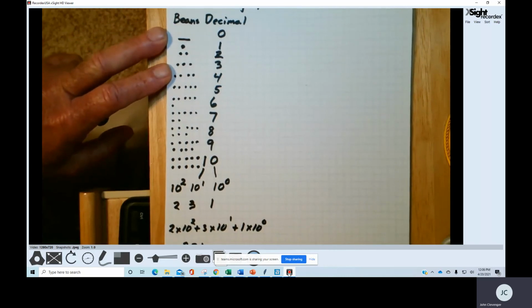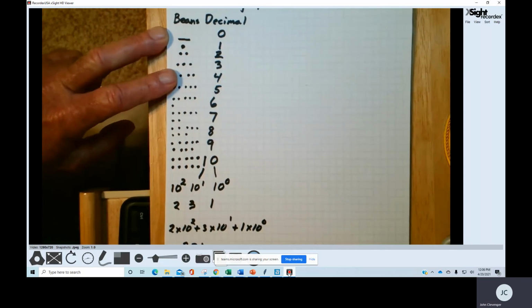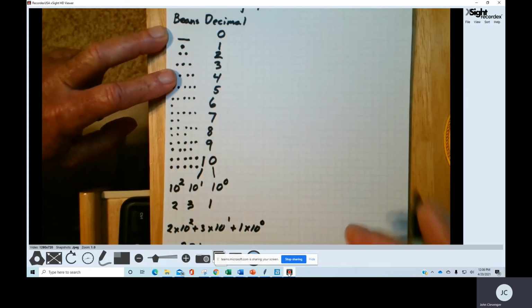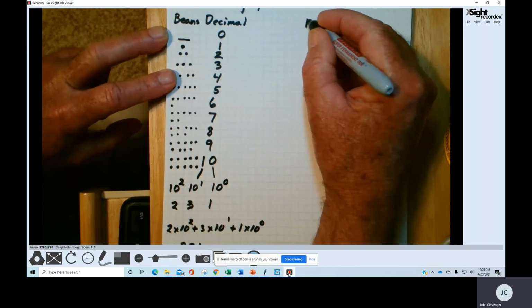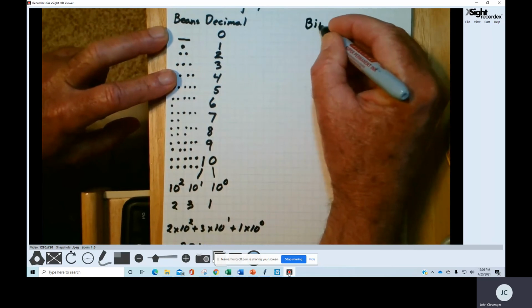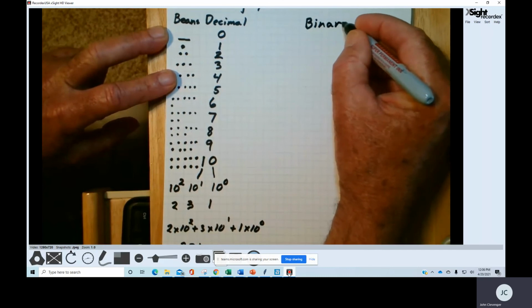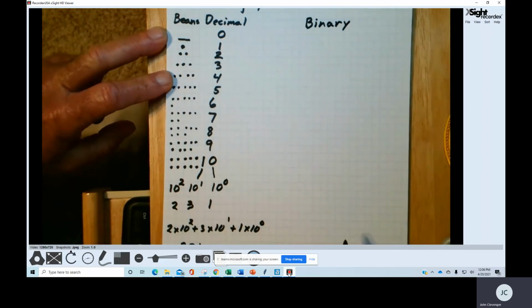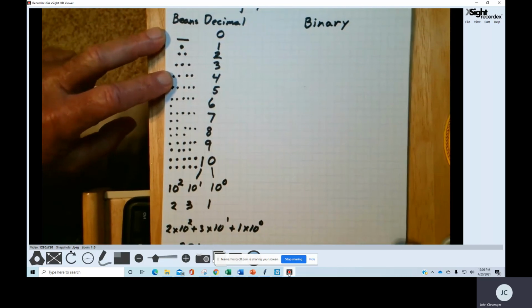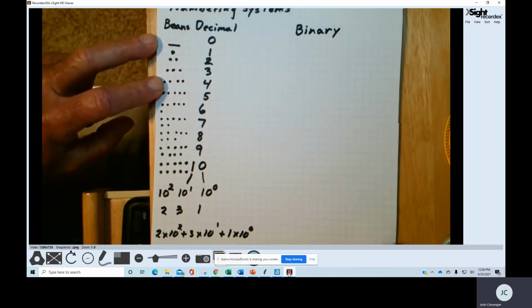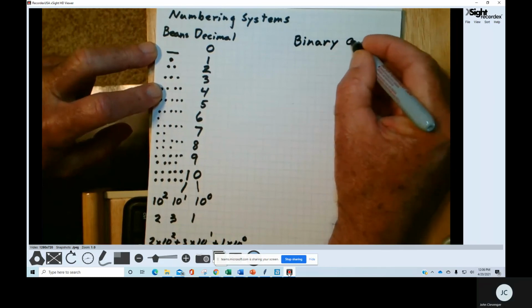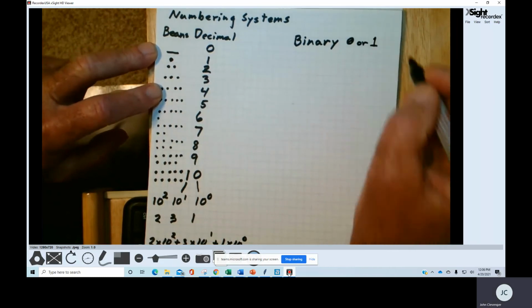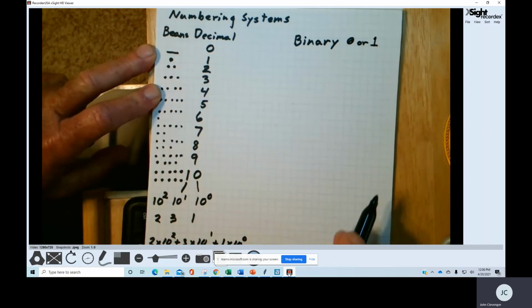Now I know this all seems like duh. Yeah, we do this all the time. But when we think about digital electronics, we only have 2 symbols to represent quantities. So this is what's called a binary numbering system, because we've only got 2 symbols to represent quantities. We've either got a 0 or a 1. We don't have anything else.